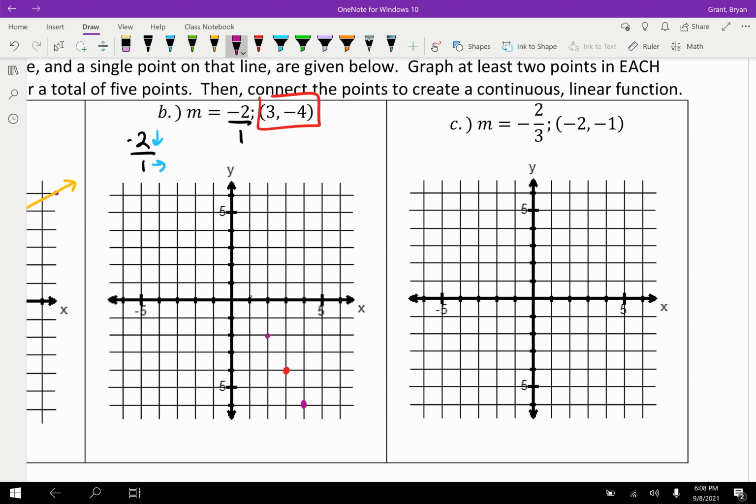Then we can finish this off. Up 2, left 1, up 2, left 1, and so on and so forth. And we connect to finish this off.